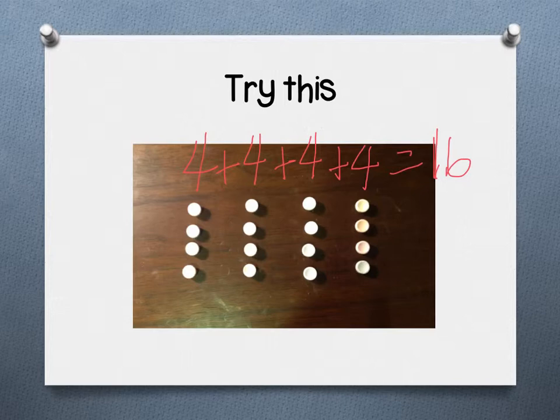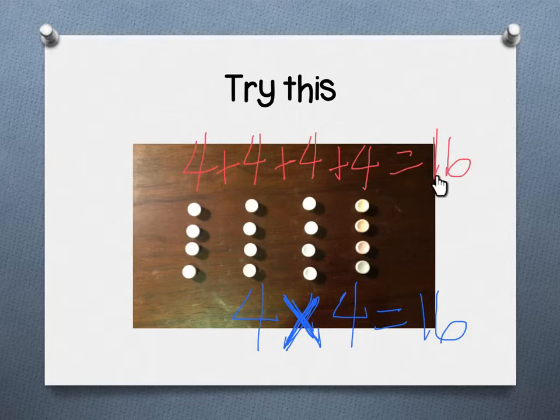I can write that same problem as groups of. So let's look at that. How many groups do we have? 4 groups. So I could write 4 groups of, one more time, groups of. How many are in the groups? 4 groups of 4. And that is equal to the same amount, 16. So my product is 16, or my sum is 16, depending on if I'm adding or multiplying.